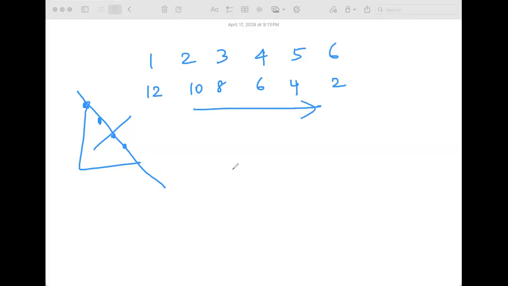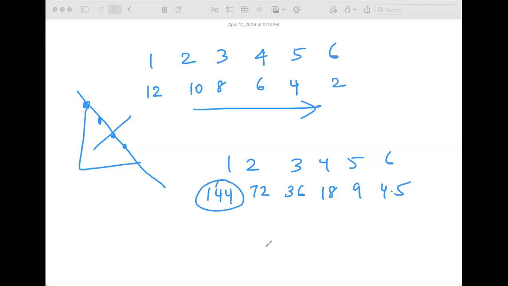Similarly, if I have 6 terms, 144, 72, 36, 18, 9, 4.5. Something seems wrong, right? What is this sequence? Geometric. How do you write the geometric sequence? The first term is being multiplied by what? Half, right?